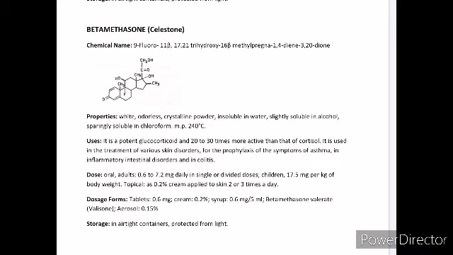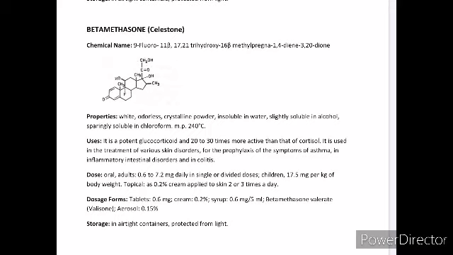Melting point 240. This is a potent glucocorticoid, 20 to 30 times more active than cortisol, used in the treatment of various skin disorders, for prophylaxis and symptoms of asthma. Very effective drug here, and also in inflammatory intestinal disorders and colitis.